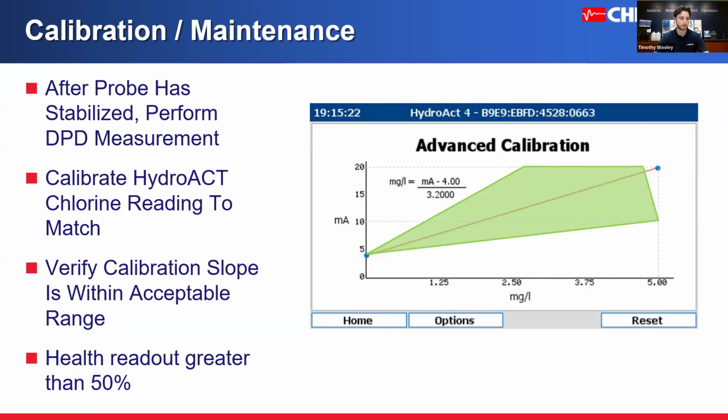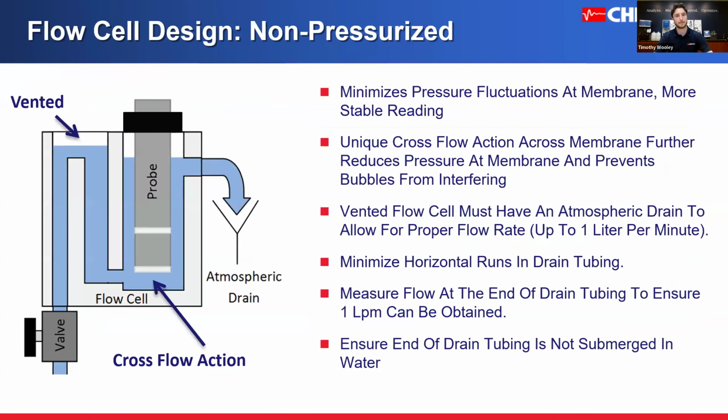All of our chlorine probes, a lot of the newer ones, show a probe health. Operators can pay attention to the probe health readout, and that needs to remain greater than 50%. Anywhere between 50 and 100% represents good probe health, and that should give you a good idea of when you need to replace the electrolyte and the membrane.